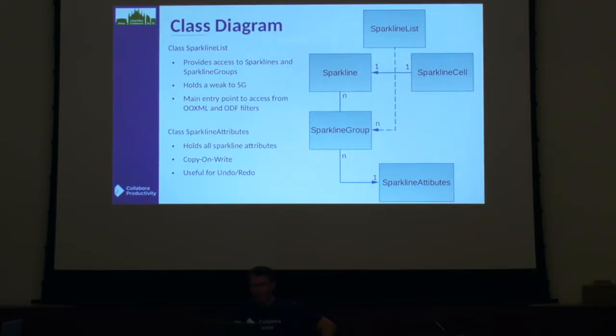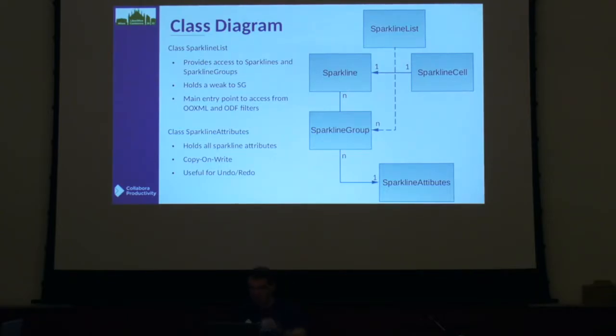Then there is this class Sparkline list, which more or less holds weak pointers to the Sparkline group and a list of Sparklines that are associated with the Sparkline group. This is generally just so that it can be easily accessed inside OXML and ODF filters, and you can quickly iterate through all the Sparklines and write them into the file.